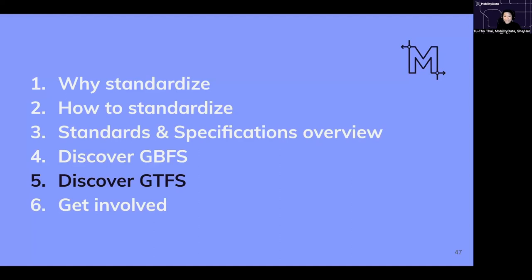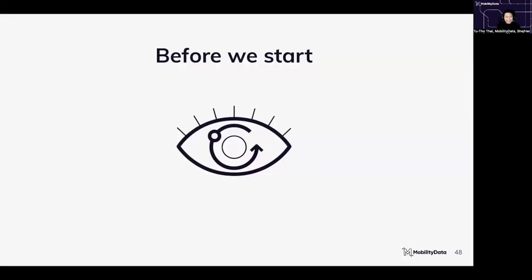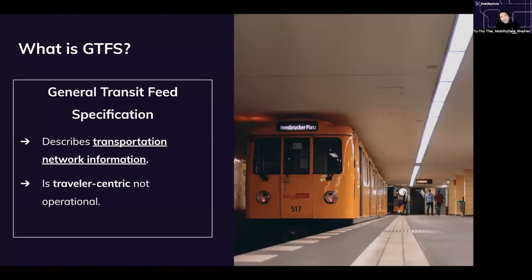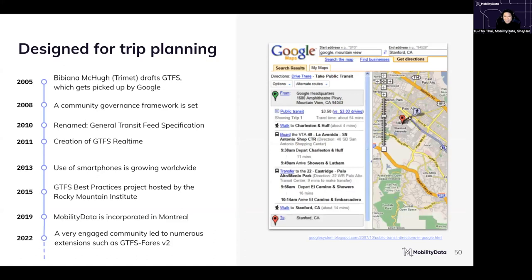So let's dive into GTFS, more for public transit. GTFS, what does it stand for? General Transit Feed Specification. Same as GBFS, it's traveler-centric, not operational, and it describes transportation network information. Again, it was designed for trip planning, this one way before GBFS. Bibiana started drafting GTFS in 2005. She works for TriMet in Portland, Oregon in the United States, and it got picked up by Google in the sense that they were adding features to Google Maps.